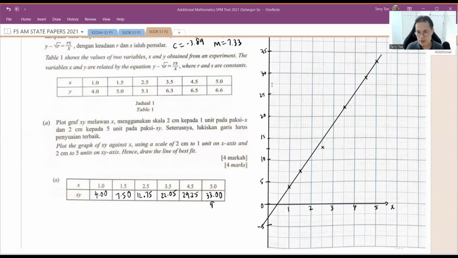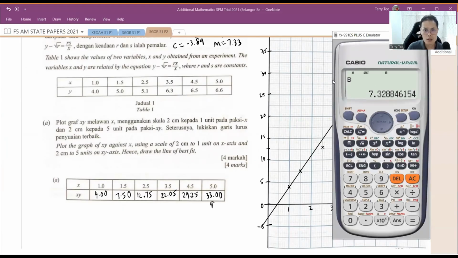Just to let you know, when this is keyed into a calculator earlier, it does affect your calculation for gradient and the y-intercept. So you can go back to just now, shift stats, you go to your data. I know this 3.5, 2.5 is out, so I can delete this. So I only have 5 points. You go to shift stats, go to regression, go to 1.